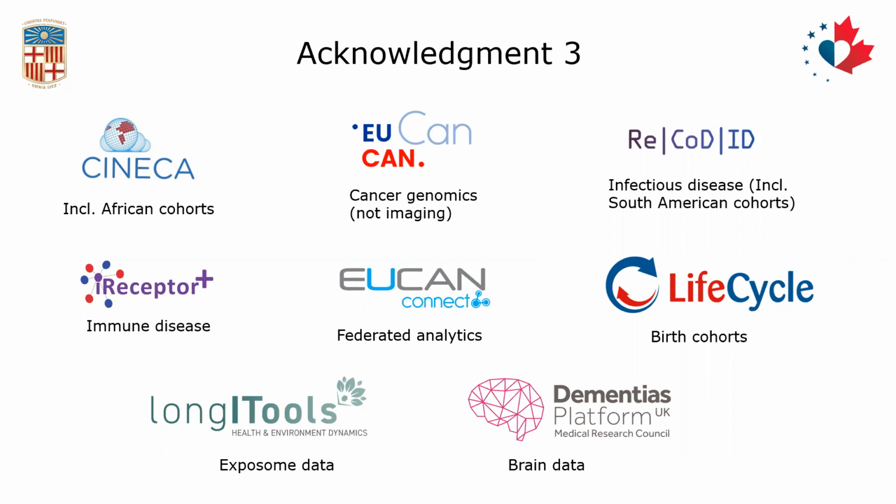So for example, UCAN is focused on cancer genomics, Recover on infectious diseases, have interesting cohorts from South America. CINECA has cohorts from Africa. Lifecycle focuses on birth cohorts. Longitudes focuses on exposome data such as air pollution.